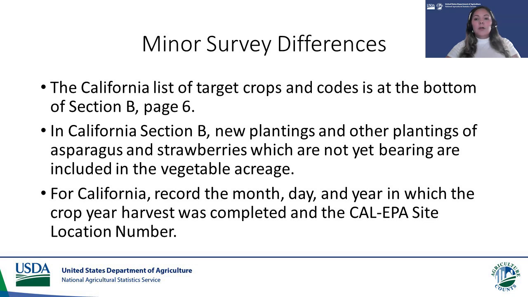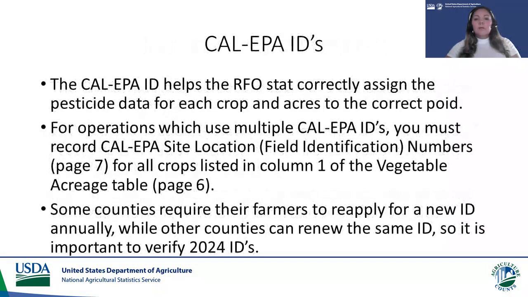And when recording target vegetable acreage, make sure to record the date of harvest and the California EPA site location number. The California EPA ID is an important part of the survey because it helps the RFO stat correctly assign the pesticide data for each crop and acres to the correct POID. Some operations have more than one ID. If this is the case, make sure you list all of those IDs that are applicable.